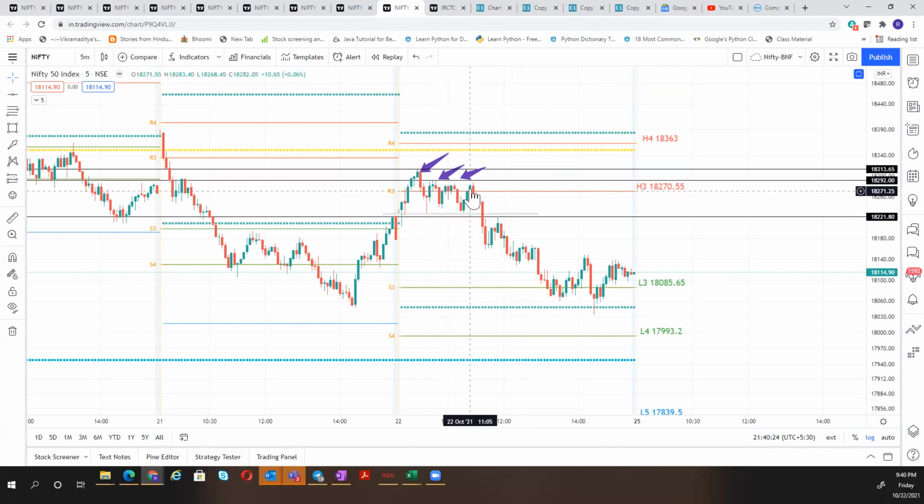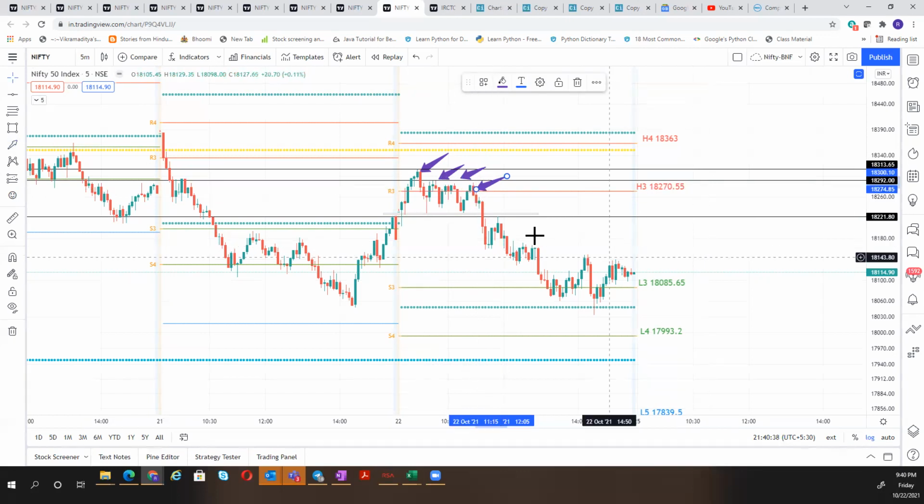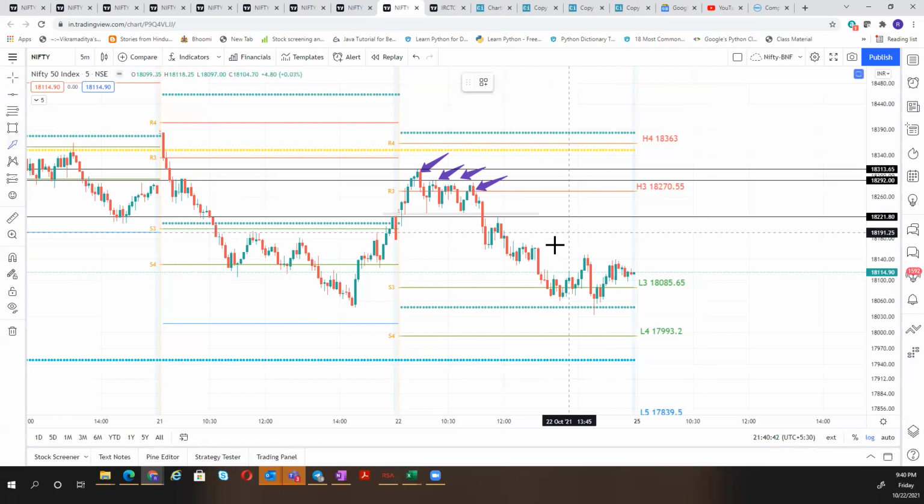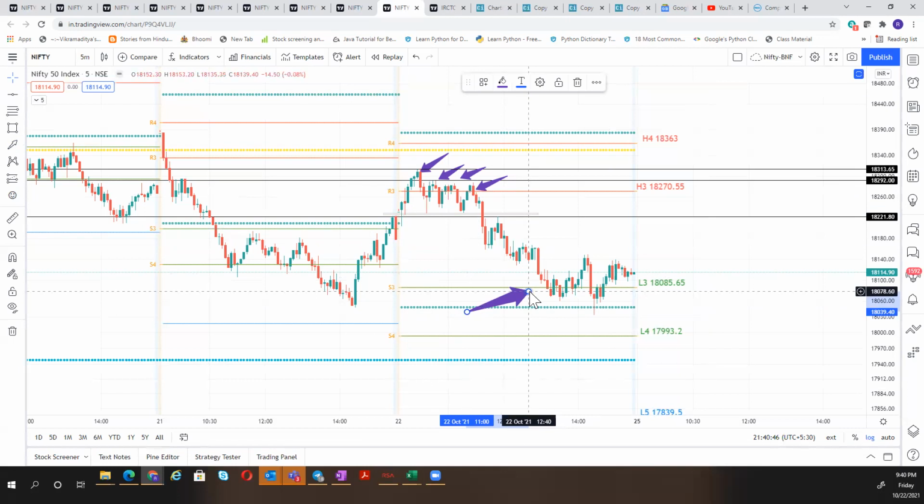Yes, three white soldiers, but this also goes up and fails to break this. This is a wick to body engulfing candle. Very high quality evidence. Now, if R3 is a selling zone, where is your next stop? S3, which is a buying zone.